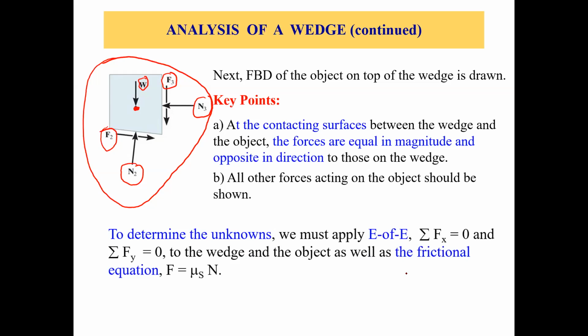Once we are done with these free body diagrams, we need to determine the unknowns. Maybe it's P, or the weight, or anything which we want to determine. So we must apply the equations of equilibrium, sigma Fx equals 0 and sigma Fy equals 0, to the wedge and the object, as well as the frictional equations, because if we have more unknowns, then we have to use friction equations. We know this friction equation already: F equals mu s, the coefficient of static friction, times the normal force.